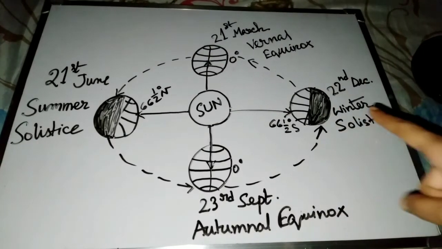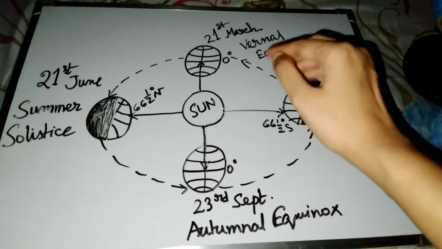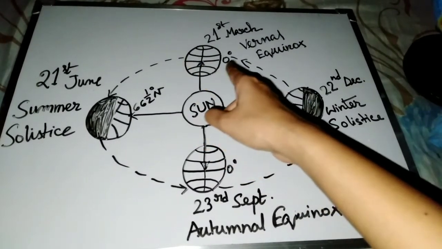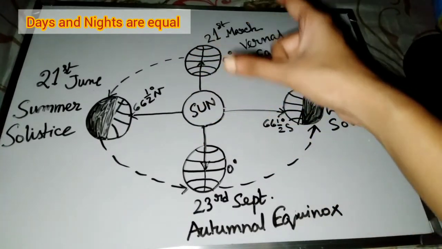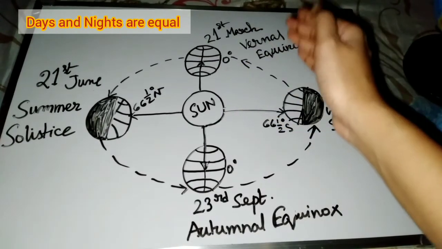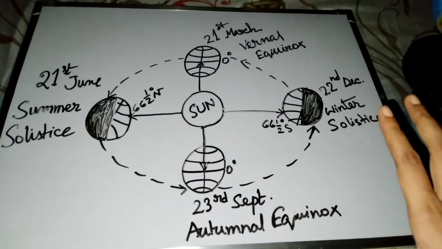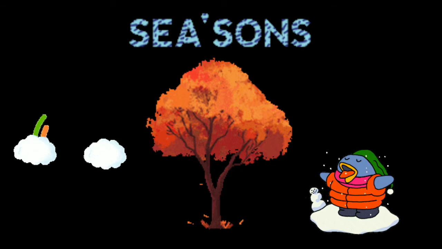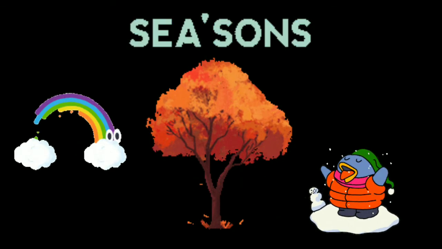Again it revolves around the sun and comes to 21st March, and it makes the vernal equinox, because again the sunlight falls over the equator. So again the North Pole and the South Pole are at equal distance from the equator, so it makes equal day and night all over the earth. So these are the four main particular positions of the earth. How it makes changes in season, we will discuss in the next video.